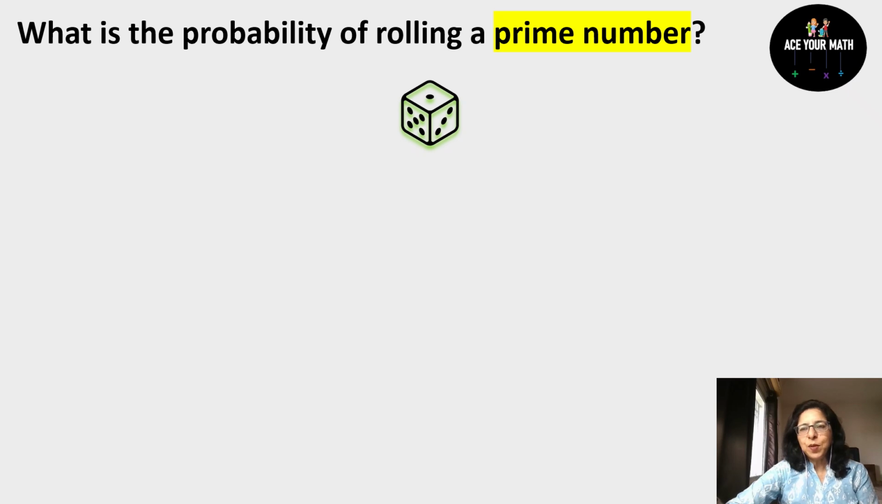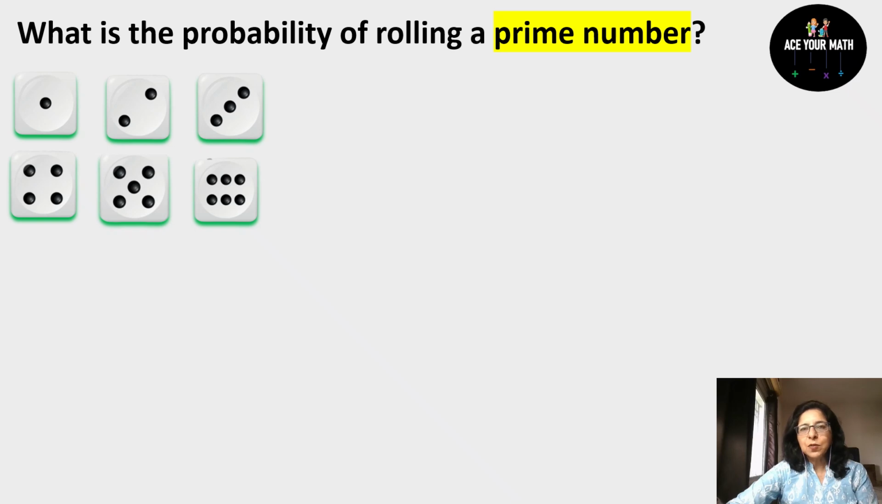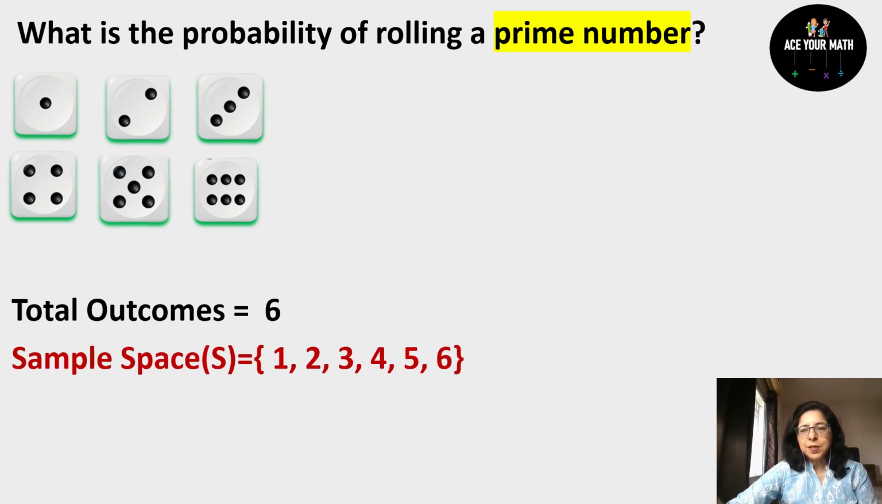Now let's find the probability of rolling a prime number. The steps are the same. You roll a die. There are 6 possible outcomes, so the total outcomes are 6. Write them in the sample space. Now you have to find the probability of rolling a prime number. There are 3 prime numbers: 2 is a prime number, 3 is a prime number, and 5 is also a prime number.